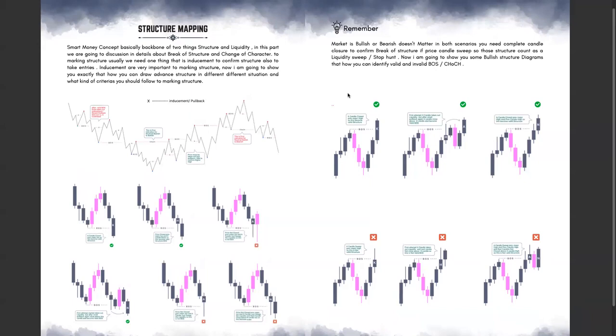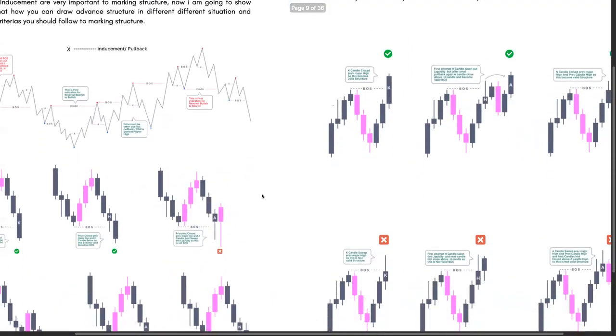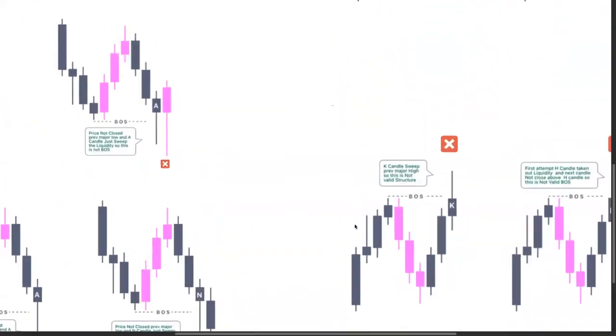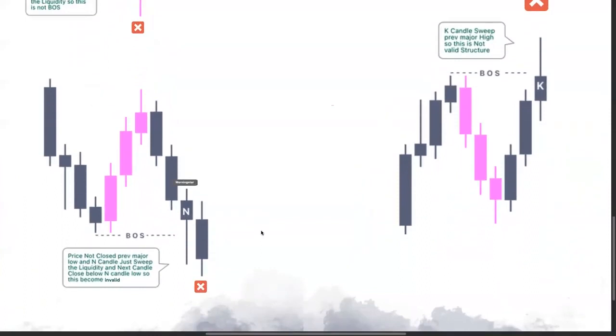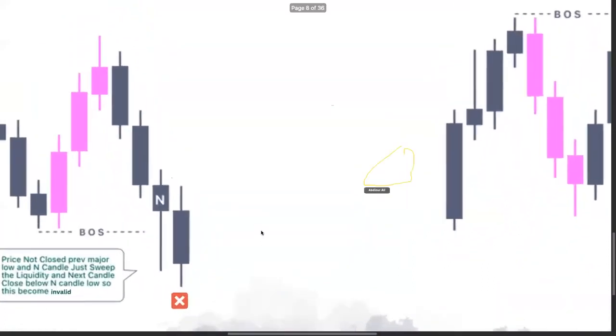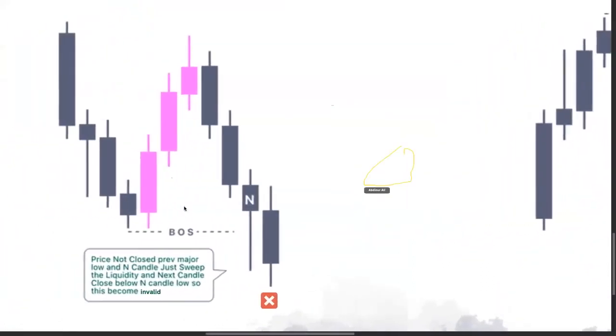Okay, so this one is a structure mapping, and a lot of members ask me about this structure. Everyone is stuck here. Actually, the technical error is at this point, and people are confused whether this is a valid break of structure or not. Actually, this is invalid, and this is a yes. I'm going to show you exactly.